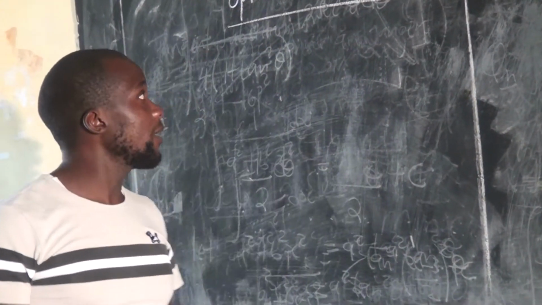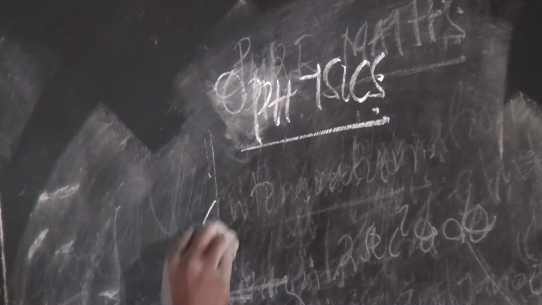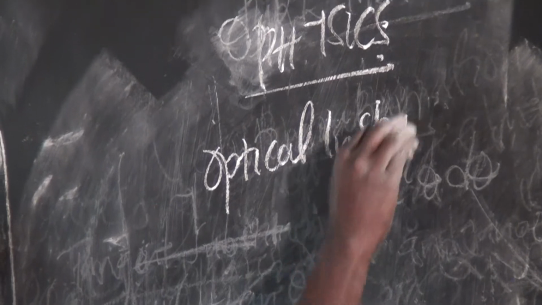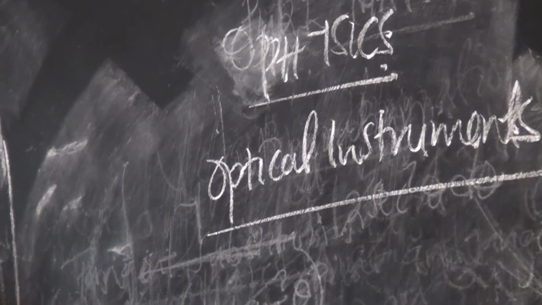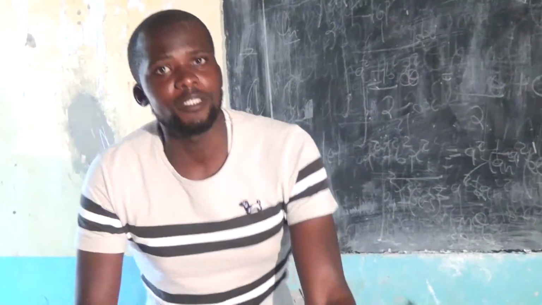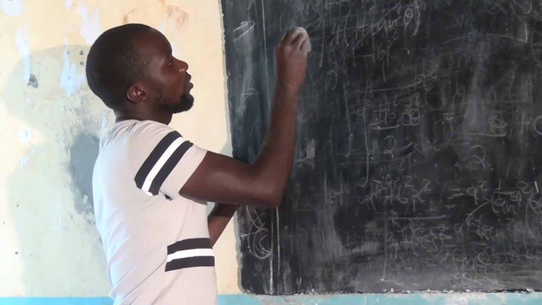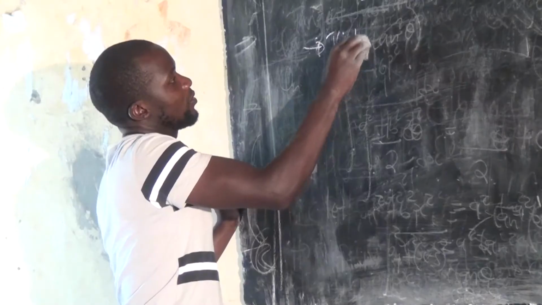In physics paper 2, we are now looking at optical instruments. I want us to discuss these optical instruments. We have more than 5 optical instruments. To mention, we can always have the human eye.